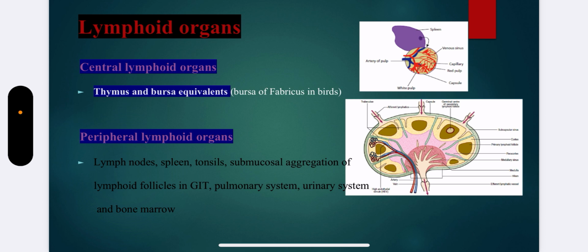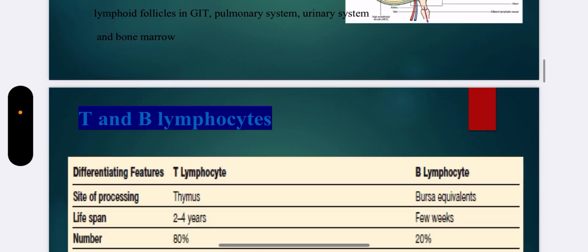Peripheral lymphoid organs are lymph nodes, spleen, tonsils, submucosal aggregation of lymphoid follicles in the GIT, pulmonary system, urinary system, and bone marrow.